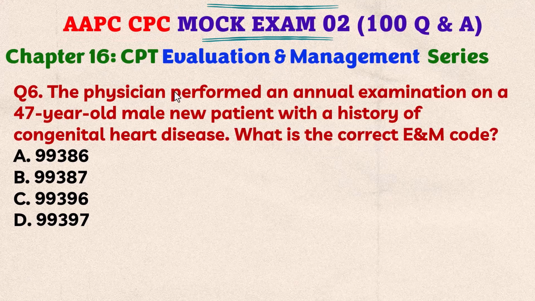Question number 6. The physician performed an annual examination on a 47-year-old male new patient with a history of congenital heart disease. What is the correct EM code? So there are 4 answers available. Take your CPT codebook and find the answer. So here you have to highlight this is annual examination. So this annual examination is included in the preventive care medicine, and patient is new and history of congenital heart disease. Once you look at the codes, also adjacent codes, so you can use the elimination method.